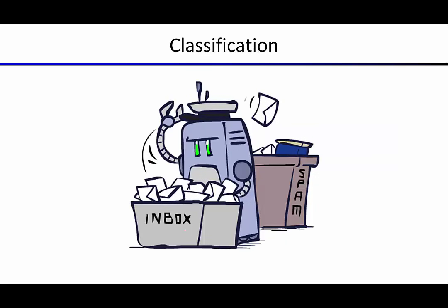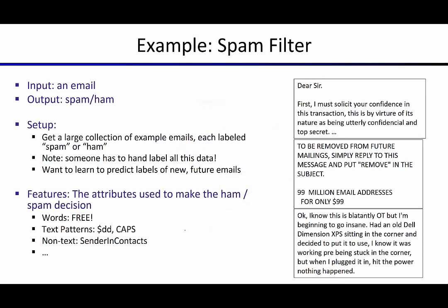So what's classification? In classification, you're given something, and you're supposed to put it in a bin, some type of bin. For example, maybe you are a computer program that's helping people manage their inboxes, and you are supposed to classify whether a message is spam, or well, ham. Where spam is a thing people don't want to see, ham is better than spam, is a thing people do want to see in their inbox. So how would you build a system like this? So input is an email, and the output of the system is going to be spam or ham.